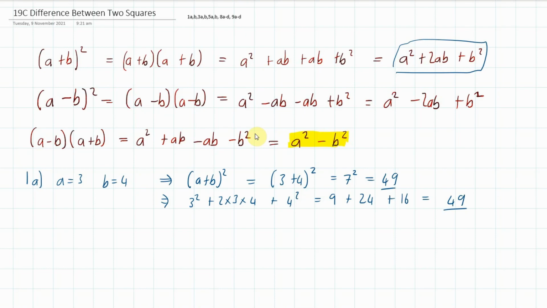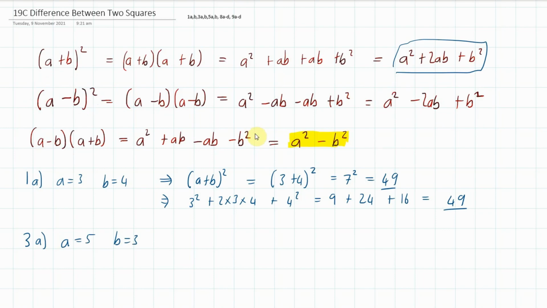Now I'm going to move to question 3a, and it's the same kind of deal here. This time we've got, whoops, let's try and write neatly. a equals 5 and b equals 3, and I'm trying to prove that (a minus b) all squared is equal to a squared minus 2ab plus b squared.